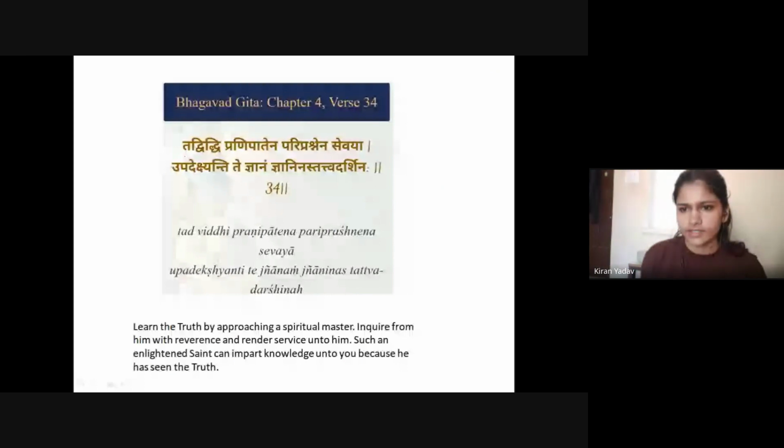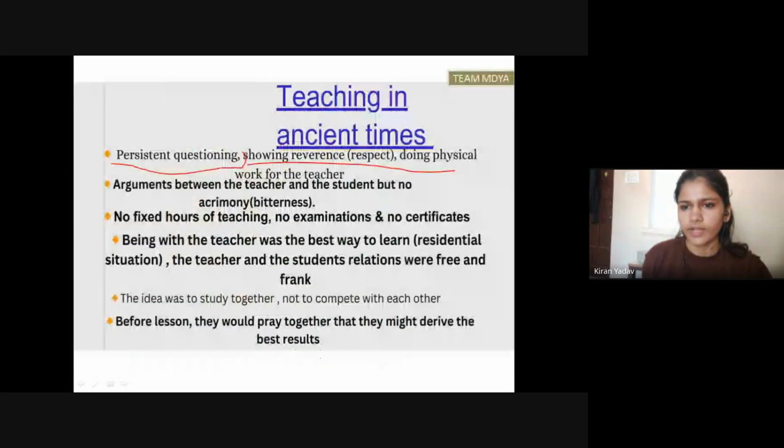As you can see the verse, Tad viddhi pranipatena pariprashnena sevaya, upadekshyanti te jnanam jnaninas tattvadarshinah, which means learn the truth by approaching a spiritual master, inquire from him with reverence, and render service unto him. Such an enlightened saint can impart knowledge unto you because he has seen the truth. This line is taken from the Bhagavad Gita.